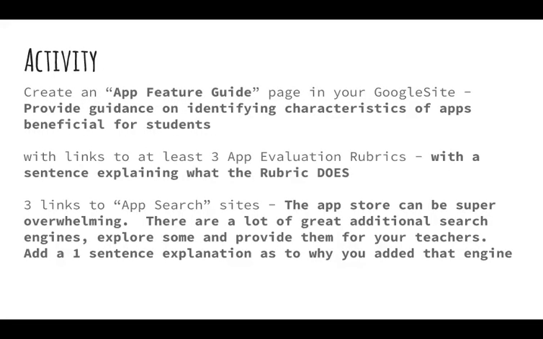Looking toward your activity after this lecture, I'm going to ask you to create an app feature guide page in your Google site. You're going to provide guidance to your teachers in identifying characteristics of apps beneficial for students. So think about those four guiding factors that I use. You can use those four, you can develop your own, you can elaborate a little bit more. But give your teachers some guidance on how they can evaluate apps.